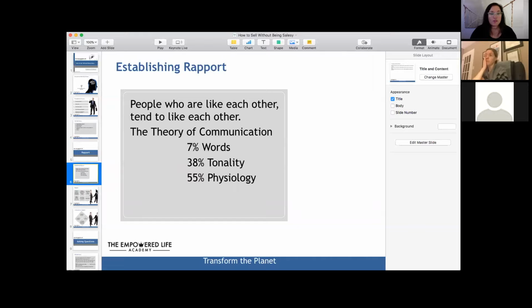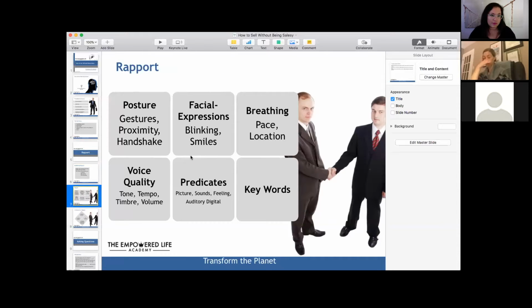Rapport is a process of matching and mirroring. So it means that you're matching and mirroring the person's physiology and you're doing what they do. So for example, if I raise my left hand, and if you both raise your left hand, we would be matching. We're doing exactly the same thing. If I raise my left hand and you raise your right hand to mirror me, then we're mirroring. And that's a process of matching or mirroring. And when we're matching and mirroring, we're looking at different qualities.